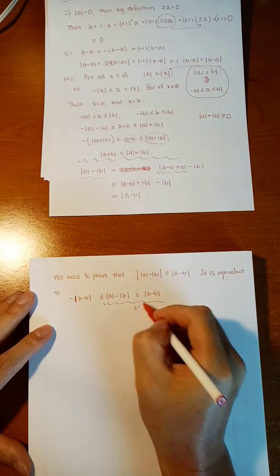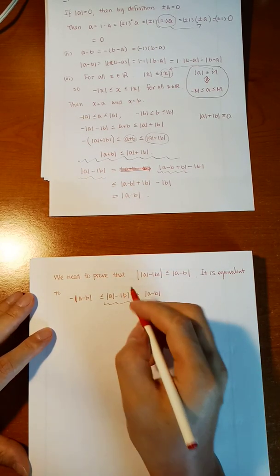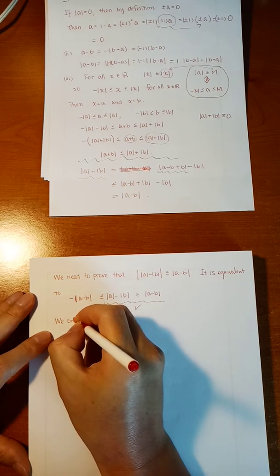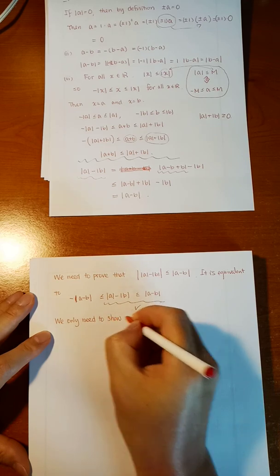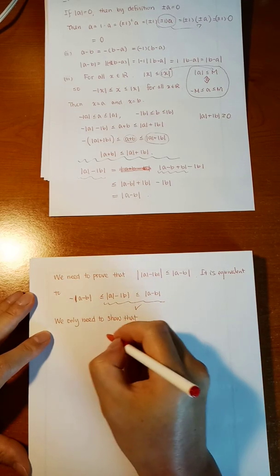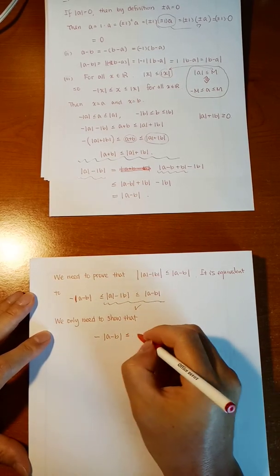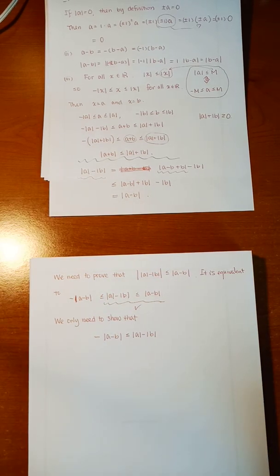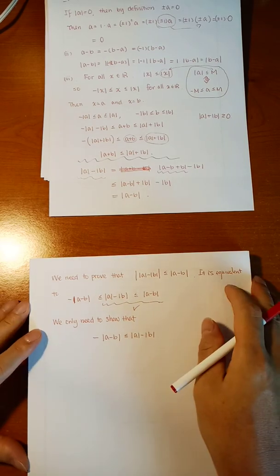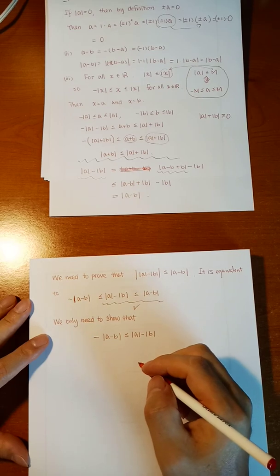We actually already checked this, the second inequality. So we only need to show that negative upper value of a minus b is less than or equal to upper value of a minus upper value of b. Okay, so we need to show this. We need to show this. What else?